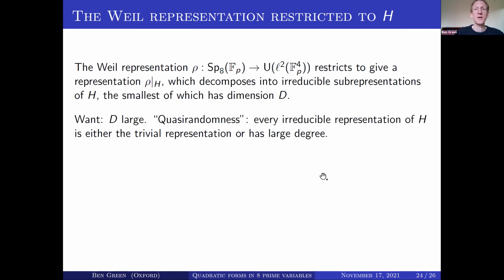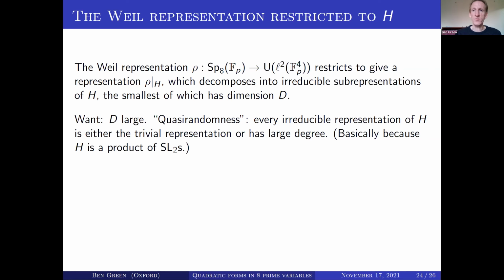So as I say, the Weil representation restricts to some representation of this group H, and so it decomposes into some irreducibles, and we want all of those to have dimension at least D, where D is somewhat large. The property that's going to be useful is that this group H, which is a conjugate of SL2 of a ring, is what's called a quasi-random group. That's terminology introduced by Tim Gowers. And that means that its representations are either trivial or have large degree automatically. SL2 of F_p is the classic example of such a group. It has the trivial representation, and then all other representations have degree at least (p minus 1) over 2.